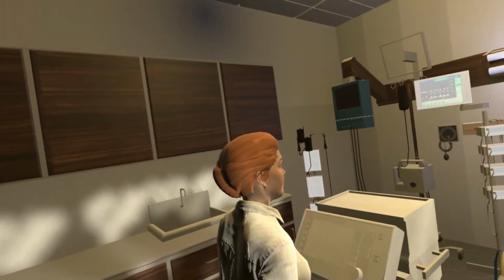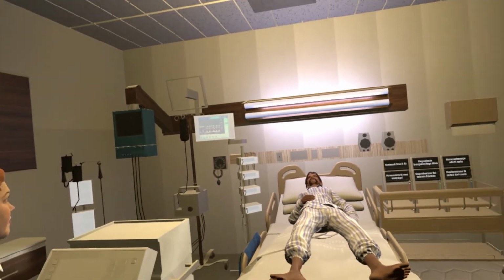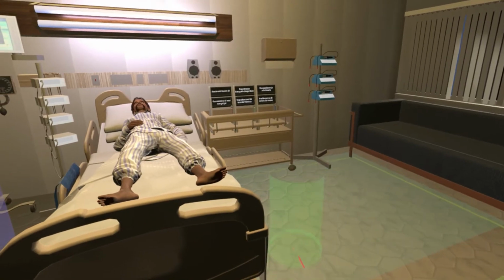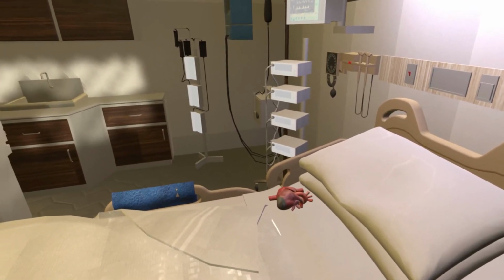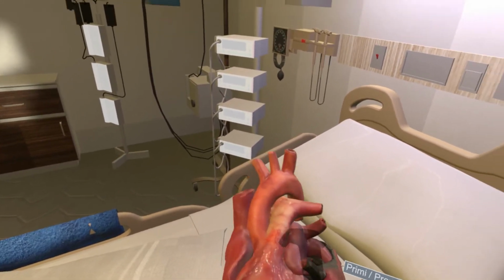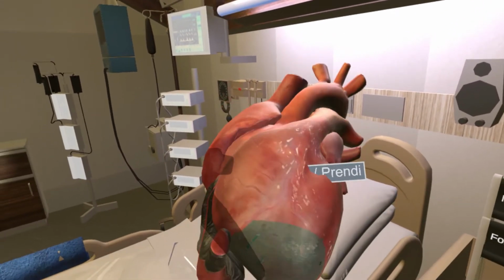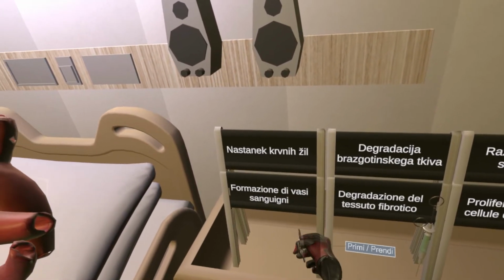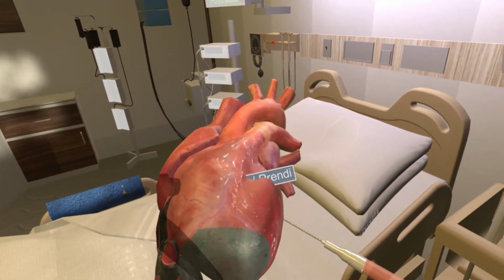Here, we are in a hospital environment where our patient is awaiting his newly created treatment. When we get closer, he sort of disappears, so we can focus on his heart, with which we can interact. So let's use the cures that have been developed.